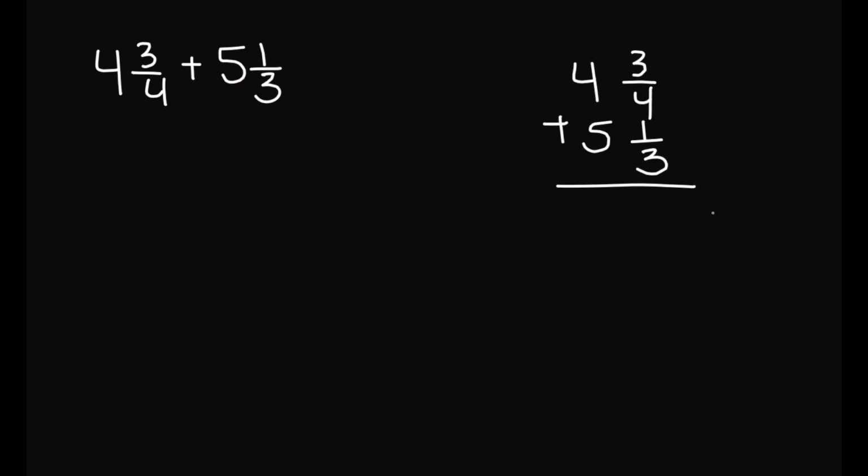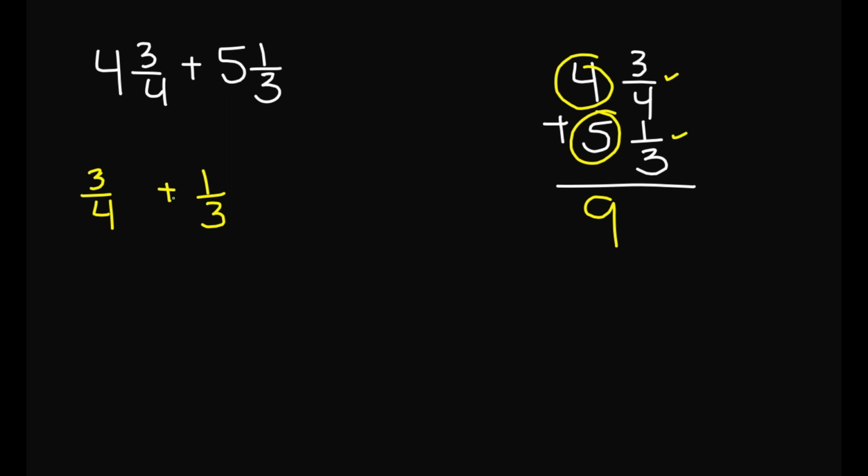Let's look at 4 and 3/4 plus 5 and 1/3. All right, so first I'm going to add my 4 plus my 5. This is going to equal 9. And then I'm going to add my 3 over 4 plus the 1 over 3. So 3 over 4 here plus my 1 over 3. My denominators are not the same. So that means I need to find a common denominator.